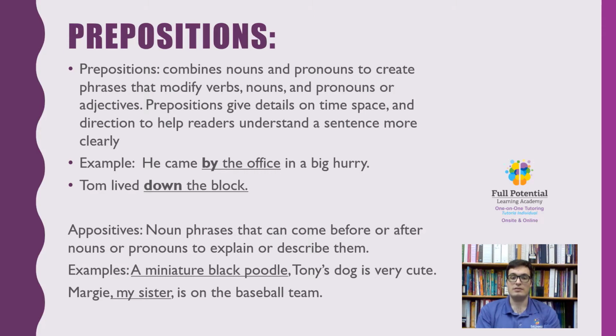We also have appositives, noun phrases that come before or after the subject to give it more detail. We have the first sentence example below. A miniature black poodle, Tony's dog, was very cute. We know the dog is a miniature black poodle, thanks to the appositive. We also have another sentence below that one. Maggie, my sister, is on the baseball team. My sister is the appositive that describes Maggie and who she is to the speaker. Prepositions and appositives are important to know and recognize, and they'll come up when we are trimming sentences later on.